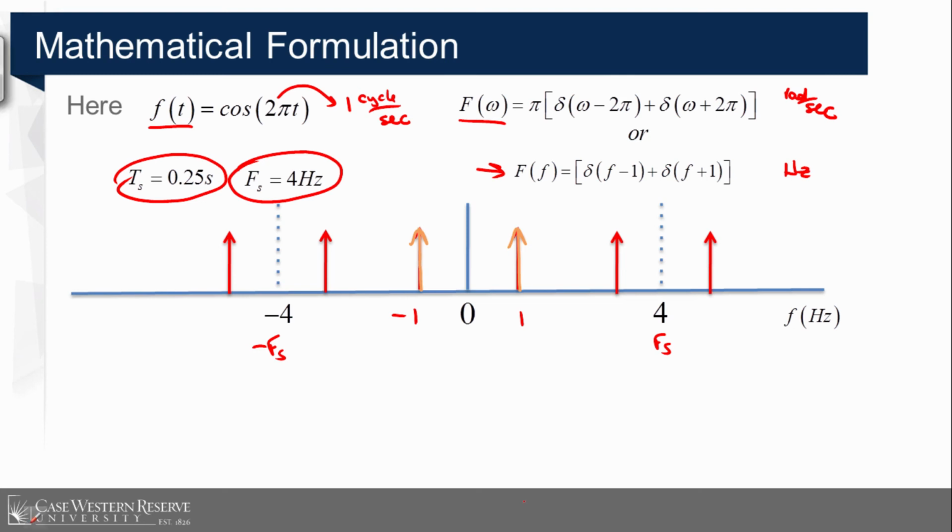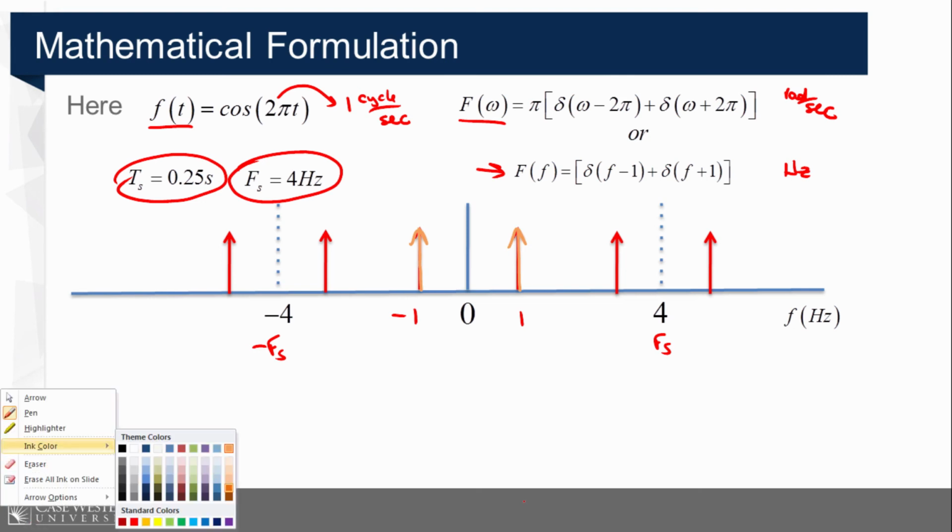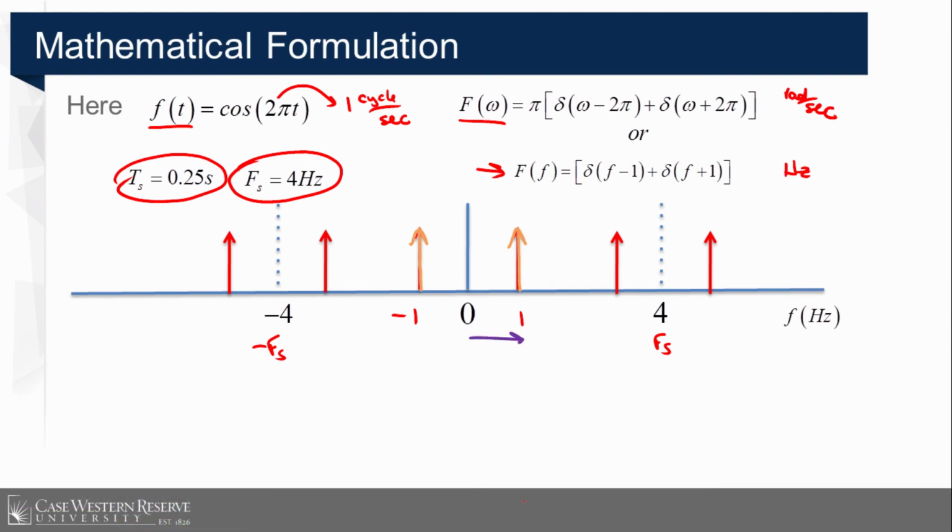Okay, so we see that in our original spectrum we had a bandwidth here. So in our original spectrum we had a bandwidth of 1 hertz.